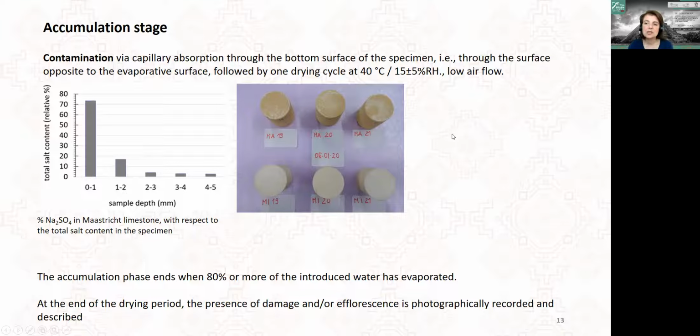The accumulation stage ends when the specimen has dried almost completely, when 80% of the introduced water has evaporated. At the end of the drying period, before starting the propagation phase, the specimens are photographed and the damage is evaluated, if present.